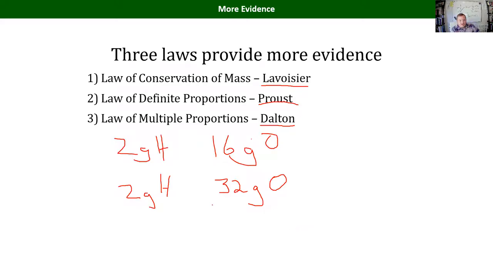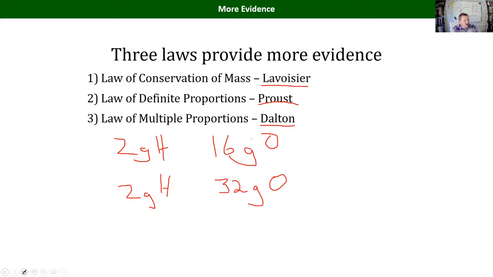And Dalton looked at that and said, well, 32 is exactly twice 16. Every time he looked at various compounds made out of the same two elements, you always got a whole number ratio. That was kind of interesting, but Dalton's genius was in realizing what that meant: that you had a discrete number of objects. The ratio was always a whole number because we were dealing with discrete objects that you could not have pieces of. You can't have a piece of an atom.